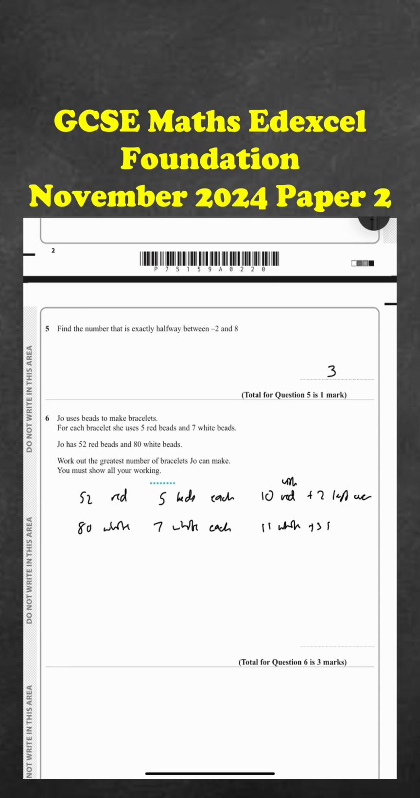white with 3 left over, but she can't make 11 red. As we've already said, she can only make 10 red, and she's got 2 left over. Therefore, 10 is the number of bracelets she can actually make.